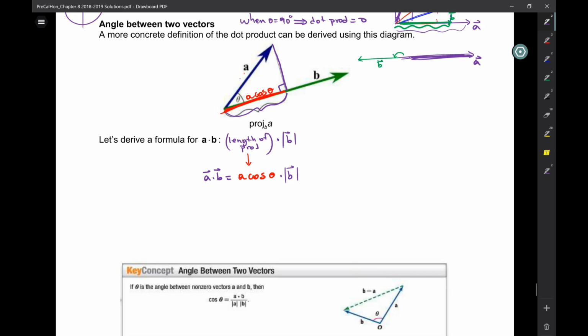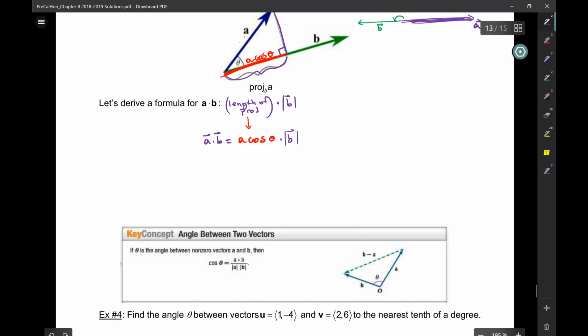So what is this A here? It's how long vector A is. So can I write it this way? Yeah, I will. So now A dot B is equal to A times B cosine theta.